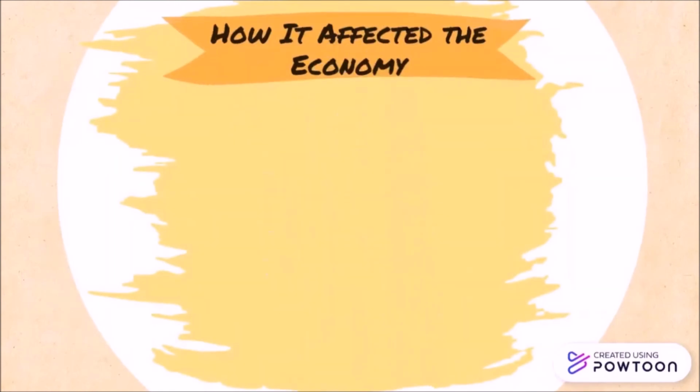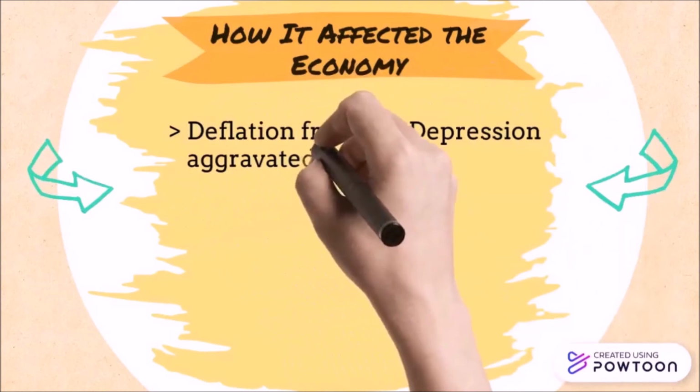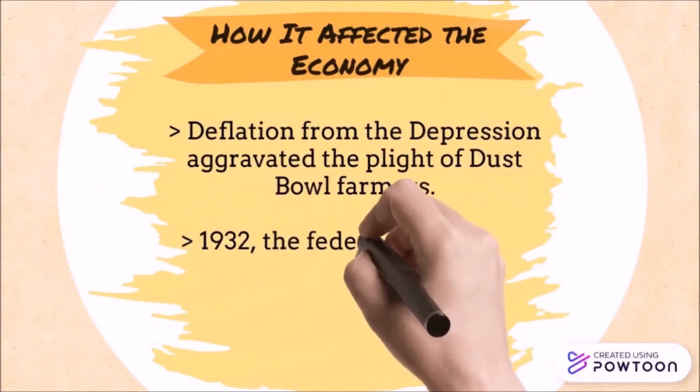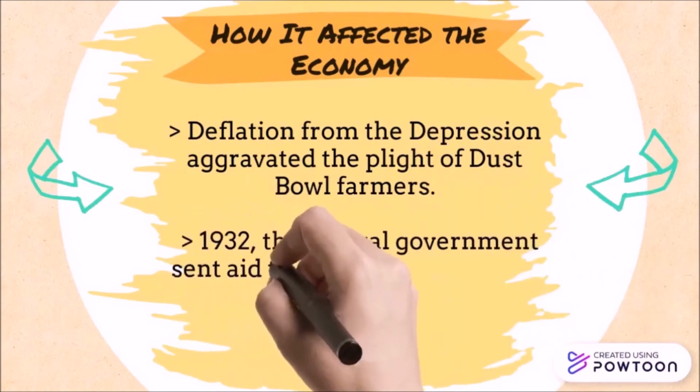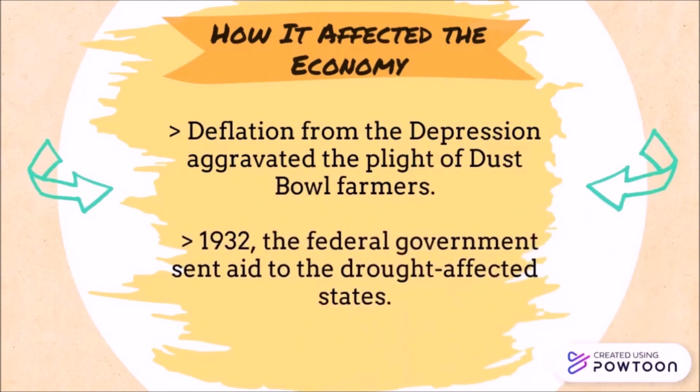How it affected the economy. The massive dust storms caused farmers to lose their livelihoods and their homes. Deflation from the Depression aggravated the plight of Dust Bowl farmers. Prices for the crops they could grow fell below subsistence levels. In 1932, the federal government sent aid to the drought-affected states.